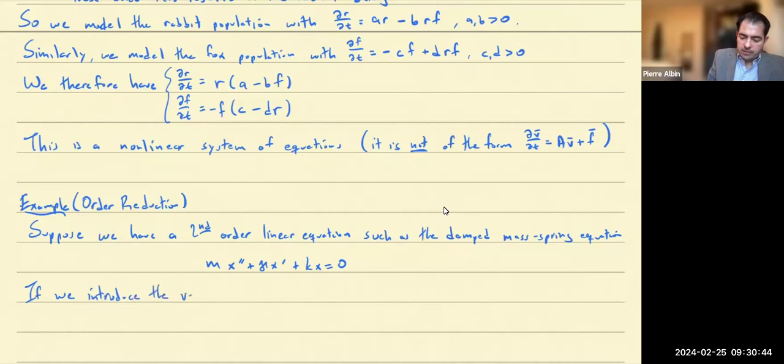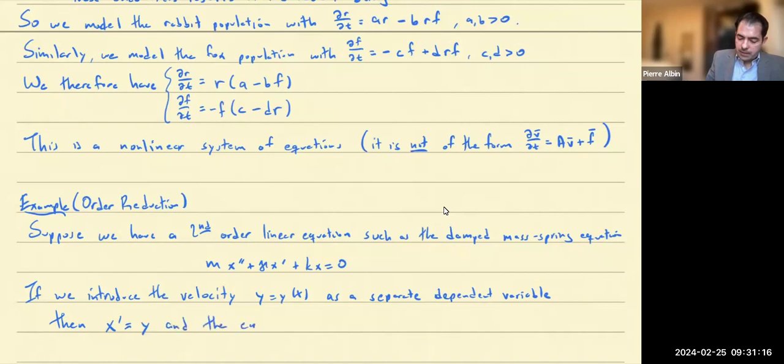If we introduce the velocity, let's call it y, as a separate dependent variable, then x prime is equal to y, and the damped mass spring equation becomes m y prime plus gamma y plus k x equal to 0.